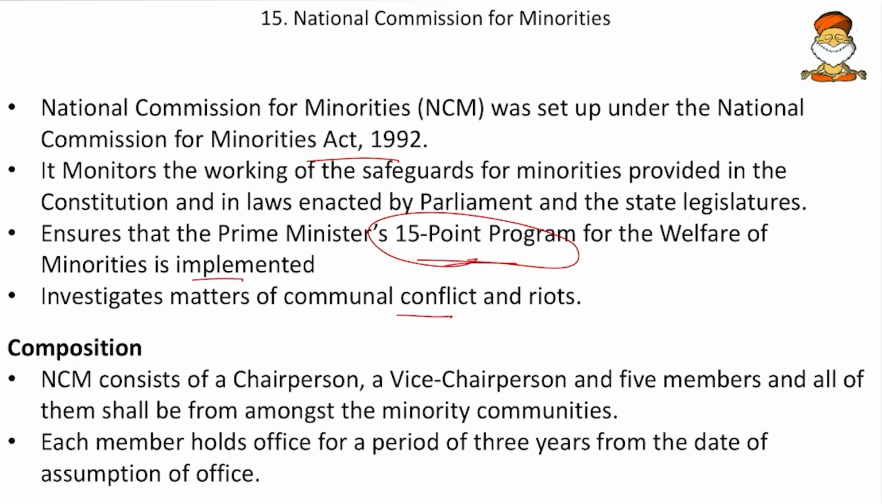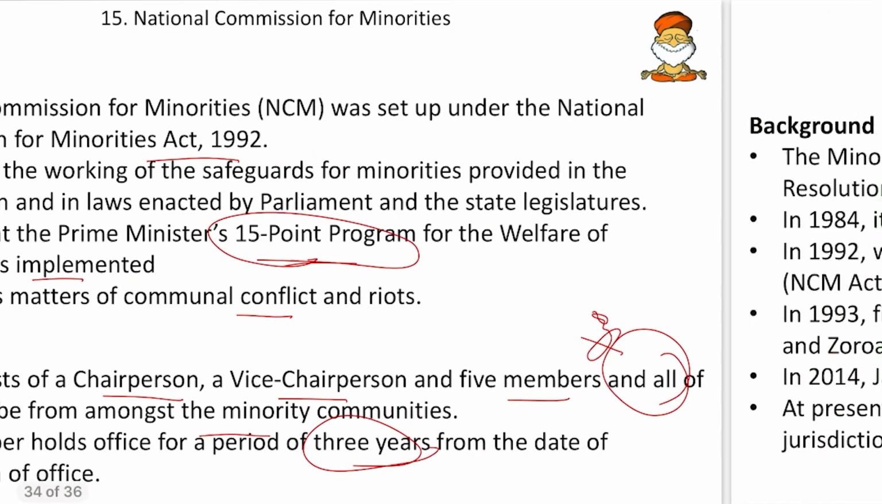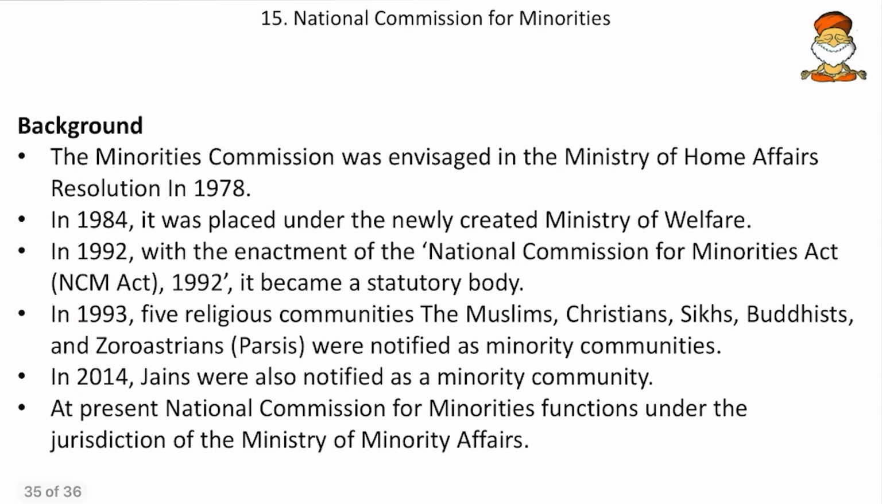And then composition of the commission. So NCM consists of a chairperson, a vice chairperson and 5 members, and all of them shall be from amongst the minority communities. So mark all this as important. It is not an extreme word. So it is factually correct. Then each member holds office for a period of 3 years from the date of assumption of office. So they have 3 years of tenure. So mark it as important.